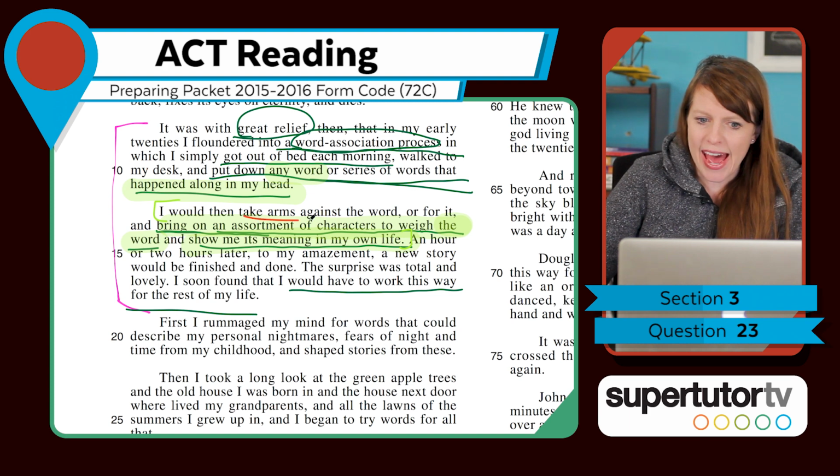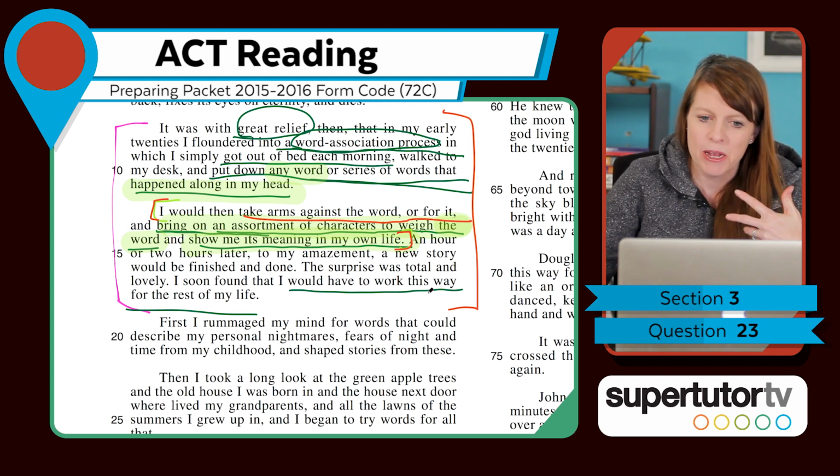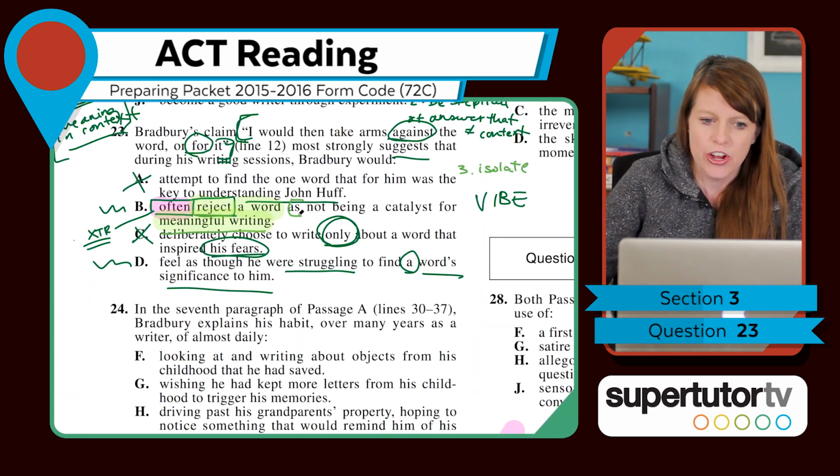He might be battling against the word, but it never says that he dumps the word and says, that word's crap and that's not going to help me. If anything, the whole vibe of this is that this whole word association process is a catalyst for good writing. The whole process is a catalyst. So it's weird to say that within this process, sometimes the process falls flat and oftentimes it's not a catalyst. It's not being a catalyst for meaningful writing.